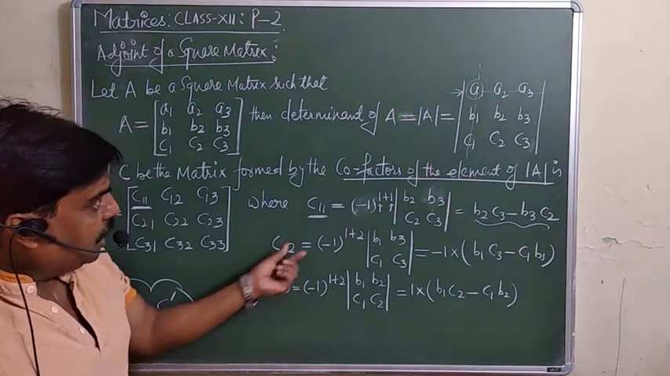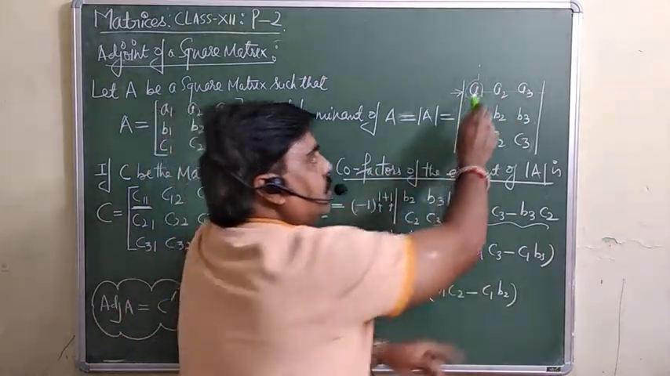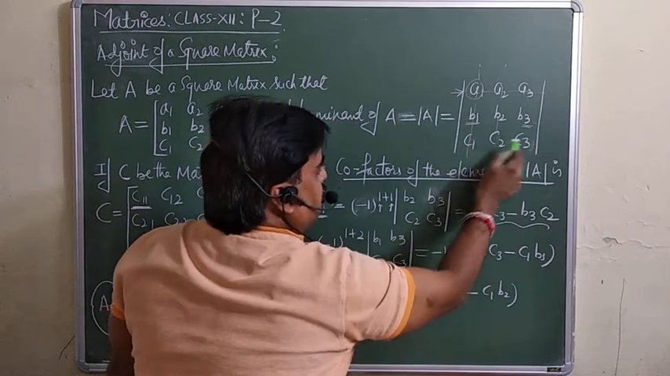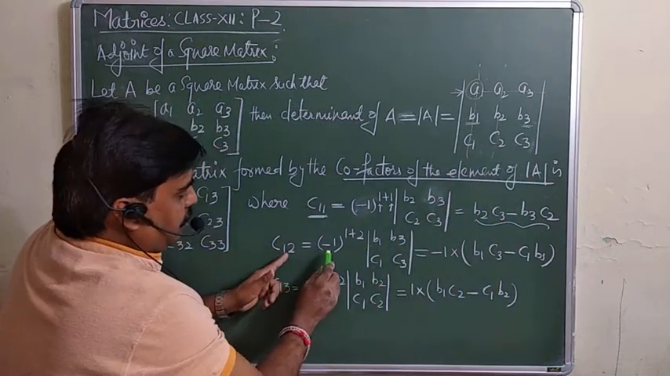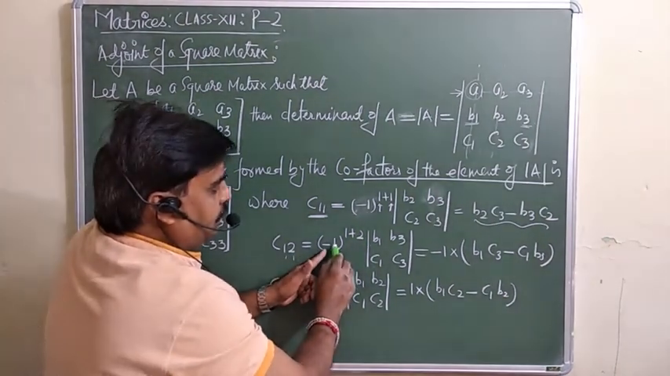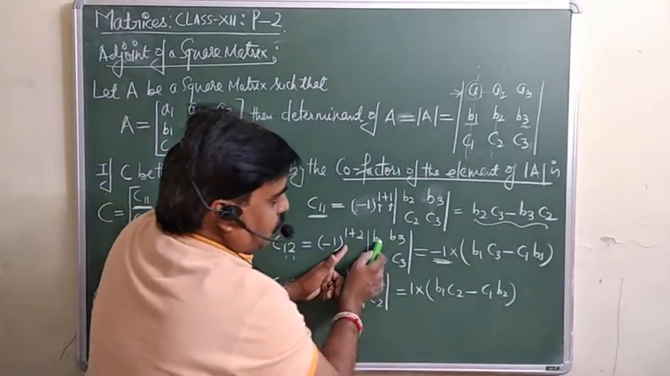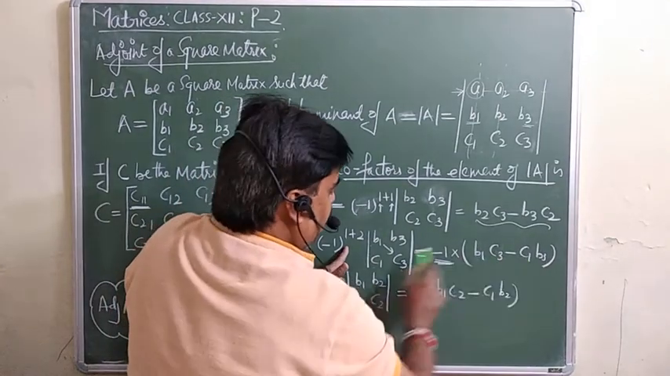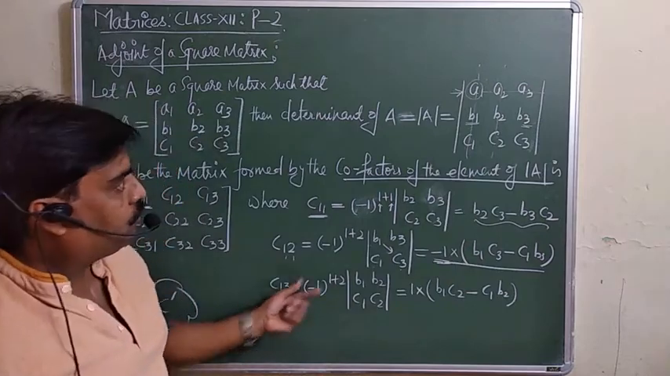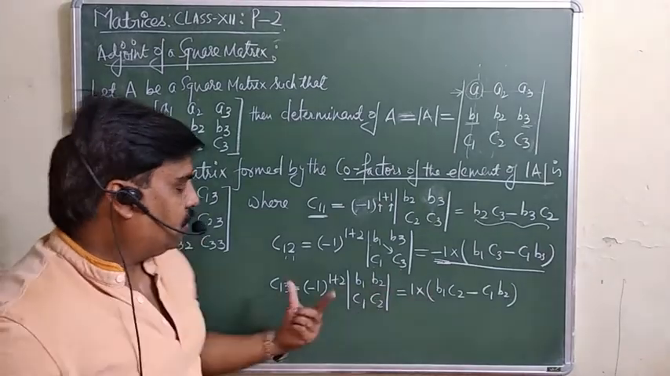But in case you want to find out the cofactor for this element, A2, this row and this column we are supposed to delete. The rest of the elements you must write down: B1, B3, C1, C3. But minus 1 raised to power 1 plus 2, means row plus column, that is minus 1 raised to power 3, so you will get minus 1. And as usual you must multiply B1 into C3 minus C1 into B3. You will get the cofactor for this one. Similarly, you can find out the cofactor for this one. So for every element we are supposed to write the cofactors.